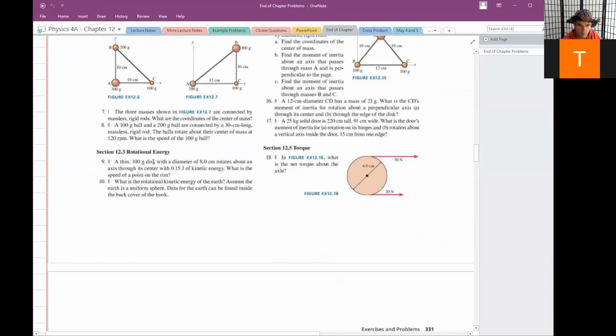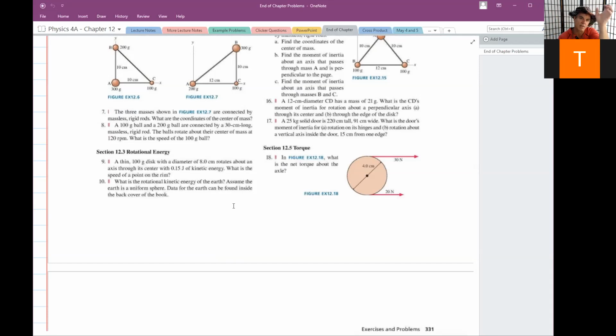A thin 100-gram disc with a diameter of 8 centimeters rotates about an axis through its center with 15 joules of kinetic energy. What is the speed of the point on the rim? My thought process was, okay, it's rolling, kinetic rolling. Wait, to be clear, it's not rolling. It's just rotating, like a big merry-go-round that's just rotating on its axis. So the only form of kinetic energy is 1/2 I omega squared. Got it.